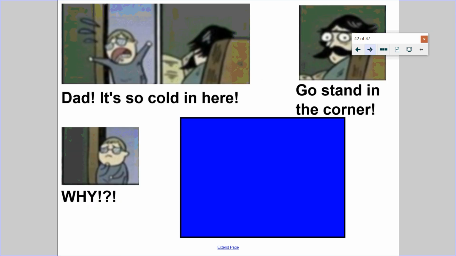So the kid says to the dad, Dad, it's so cold in here. And the dad tells him, go stand in the corner. The kid's thinking, did I do something wrong? What's going on? Why is dad getting me to stand in the corner? Does anyone have any idea why dad would tell his son to stand in the corner?